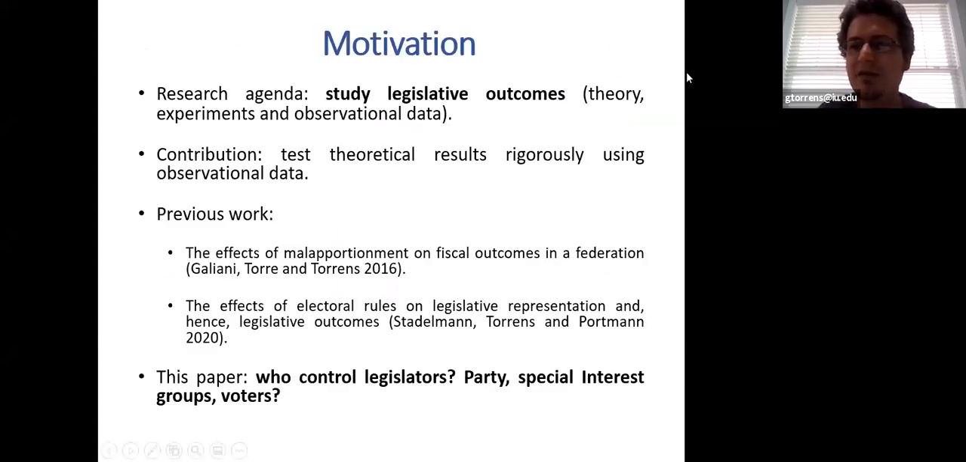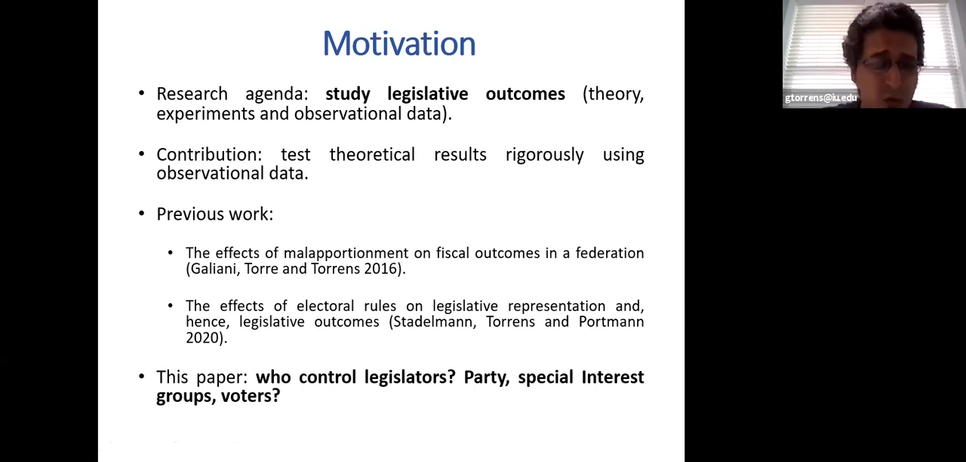A couple of ideas of where this paper belongs. There is a very huge research agenda that focuses on studying legislative outcomes, and you can study that from a theoretical perspective. You can run lab experiments if you want, and we can also go to observational data. The contribution of this research agenda is essentially trying to test theoretical results mainly using observational data. So that is where this project belongs.